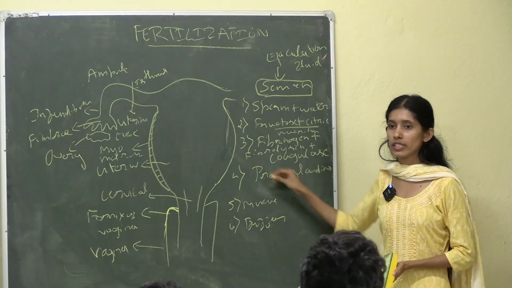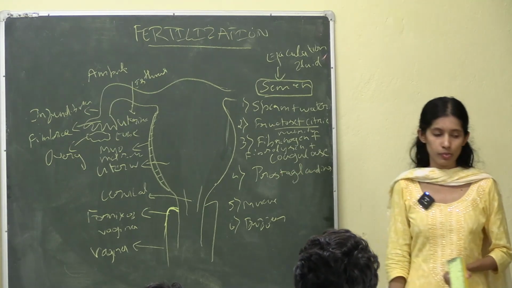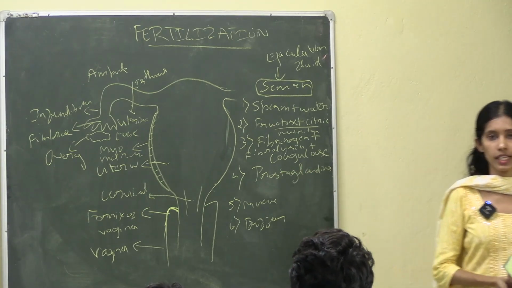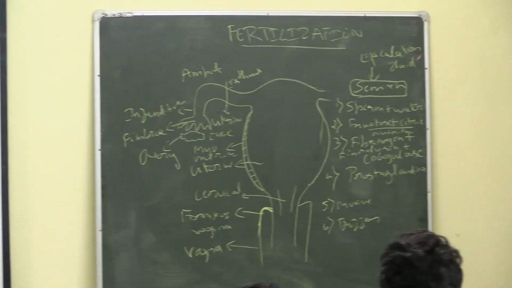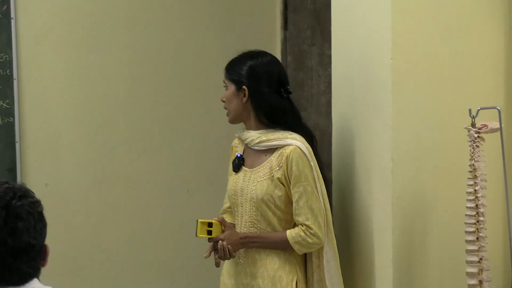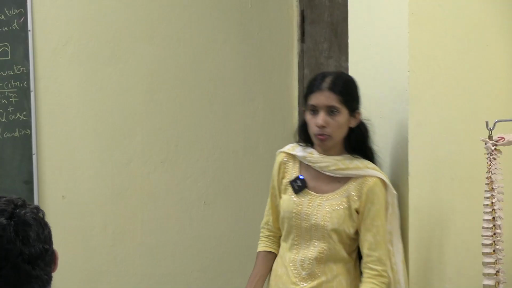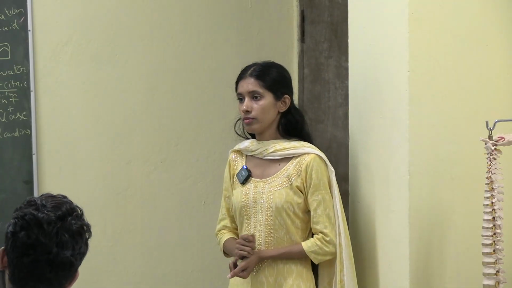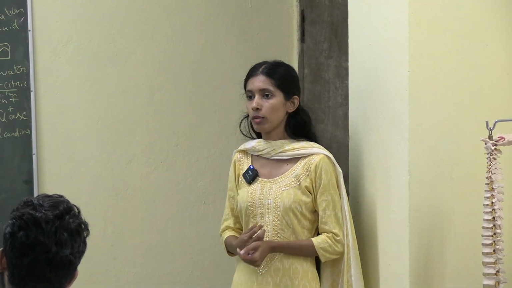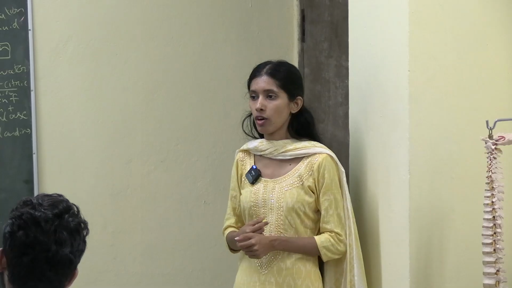Okay, all these three components help in the binding and attachment process. Okay, the next one is prostaglandin. What does the prostaglandin do? What is the importance of prostaglandin? It helps in the contraction of the uterus.